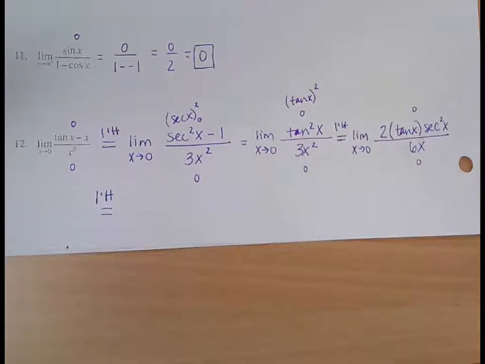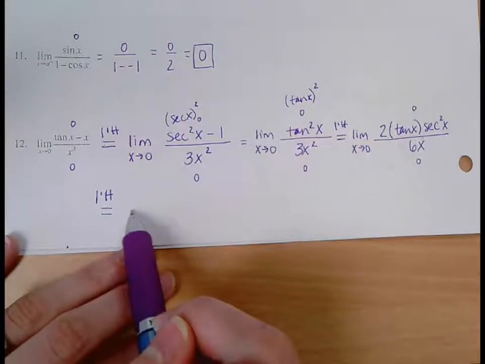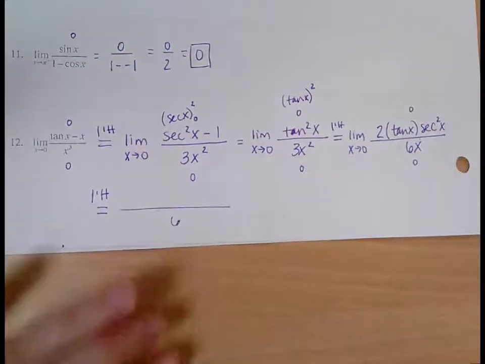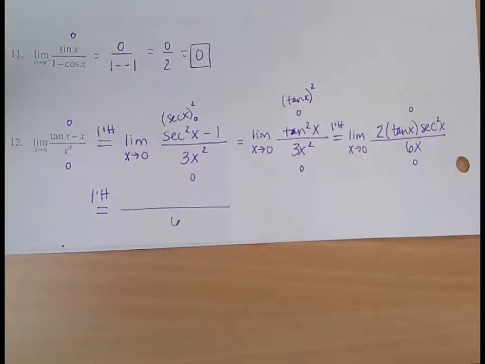Okay, so we can still apply L'Hopital's rule. We still have 0 over 0. It's just going to be something over 6. But now this will be the last time because your denominator will no longer be 0. Your denominator will be 6. This function will finally be defined. However, to find the derivative of the top, you need product rule and chain rule.